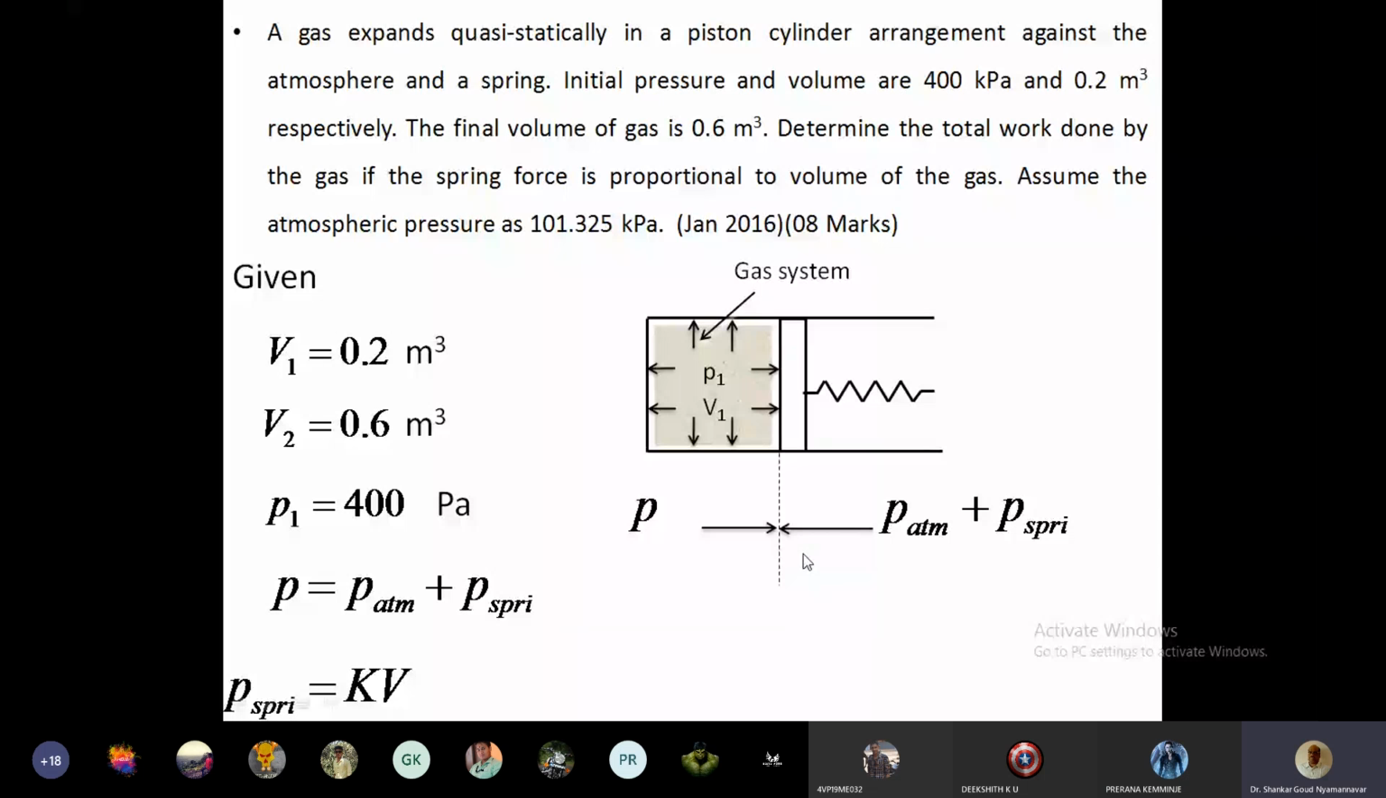Yes, sir. Okay. So P atmospheric is constant. P spring is variable, and the relation I came to know from here is P spring is equal to K times the volume inside the cylinder, right? Once I know this equation, I will apply initial and final conditions and find K. Very simple for me, right? Can I do that?